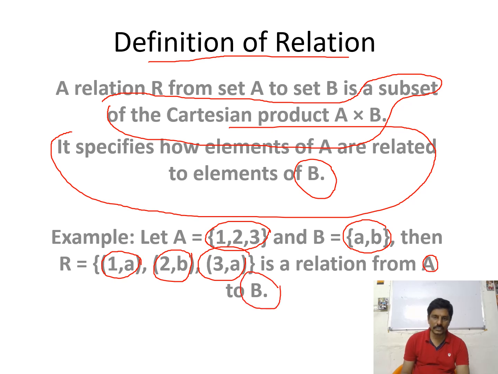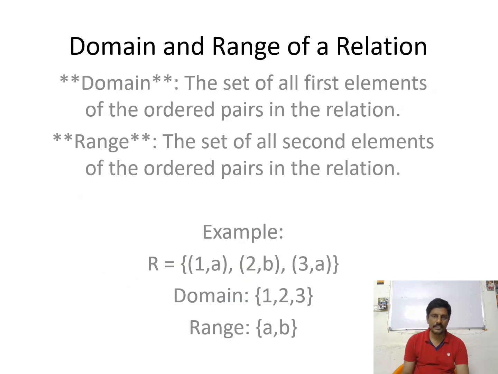We know that the Cartesian product is all combinations of ordered pairs from set A to set B. So clearly it is a subset of all combinations of the Cartesian product A cross B. So it is clearly a relation. Now we move to the next one.